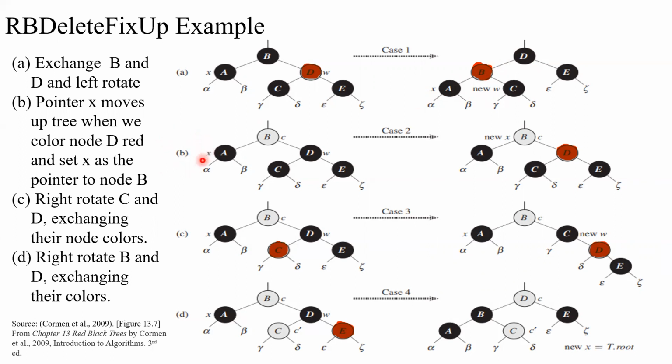For case 2, which is B, I should say in advance that this B over here can be either red or black. The book doesn't color it, which is why I left this neutral gray color, because it can be either red or black. So in this case, the pointer moves up the tree when we color node D red and set X as the pointer to node B. So our new X is B, so it went from XA to pointing to B.